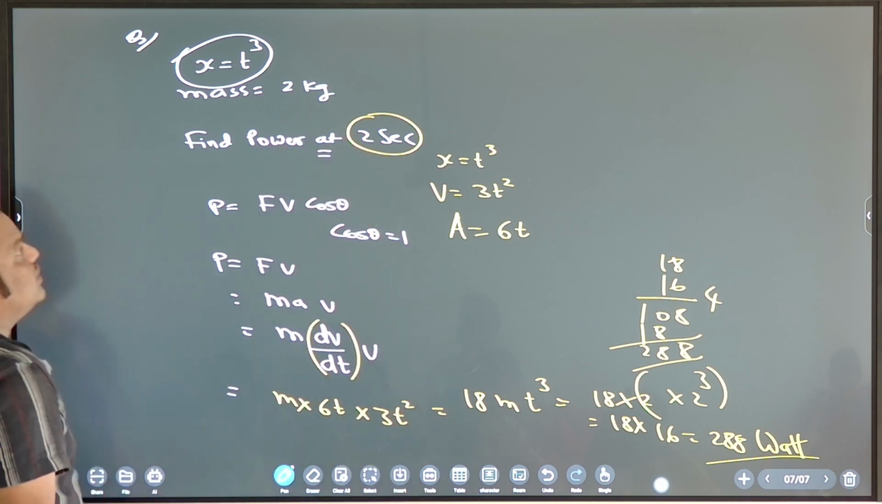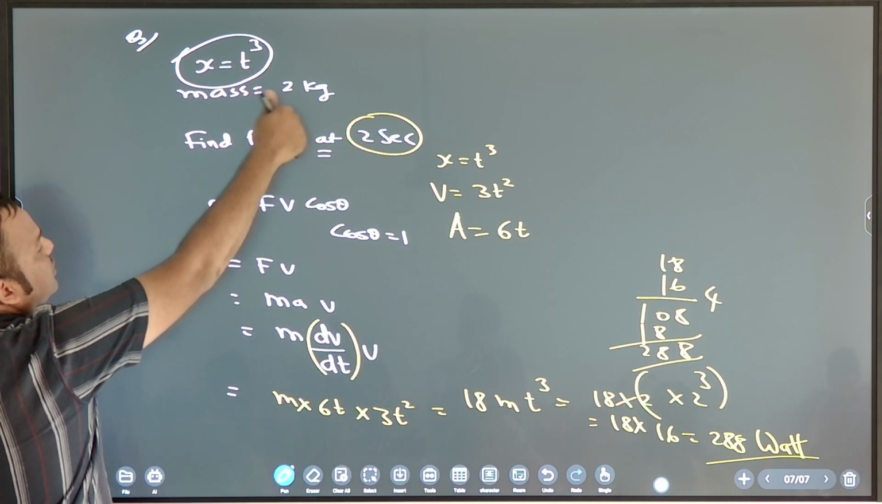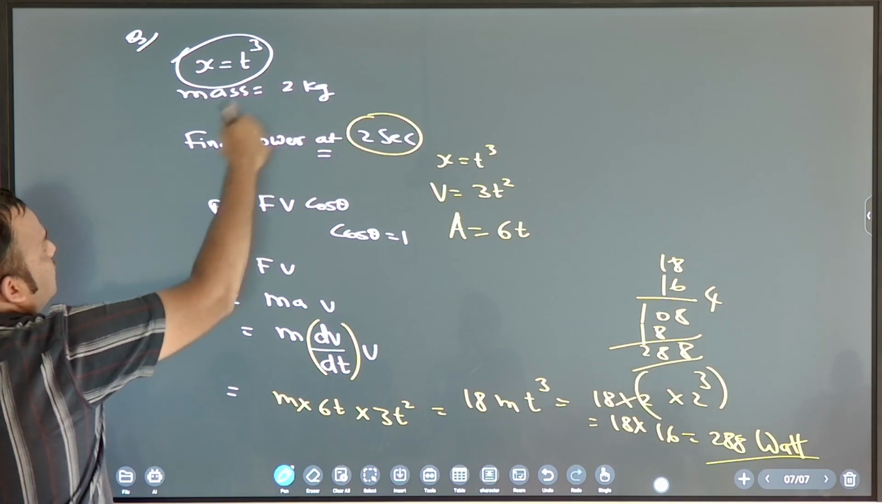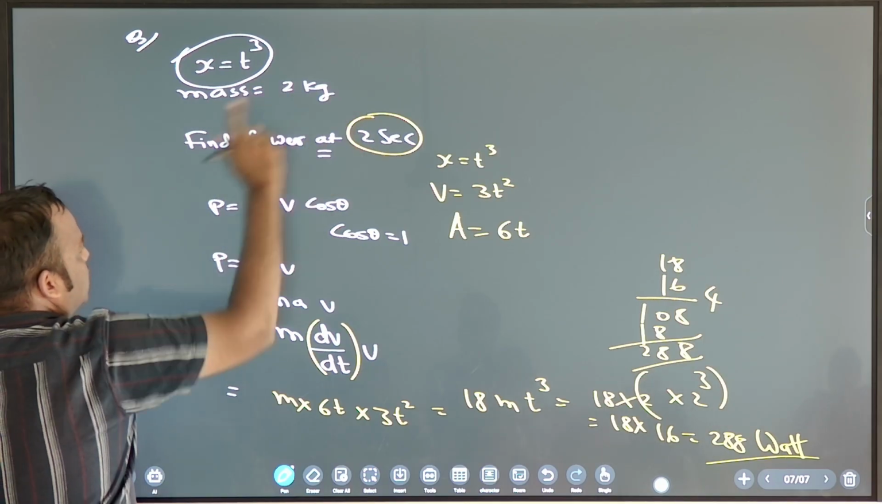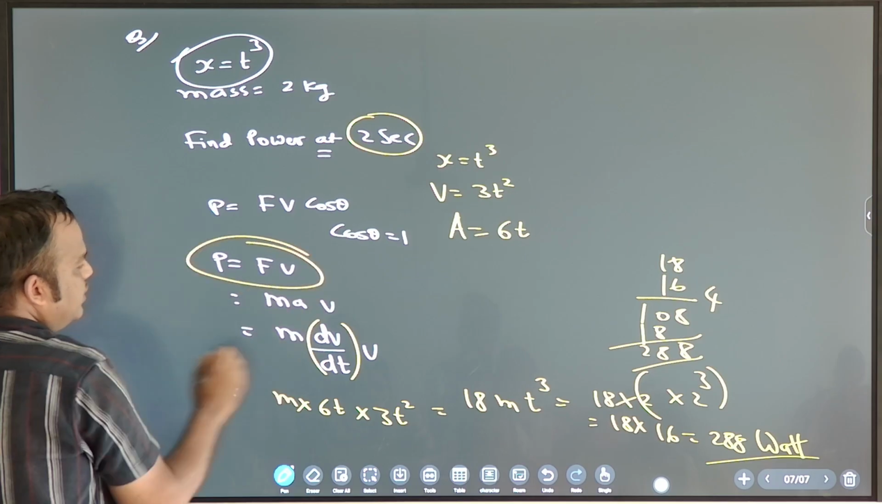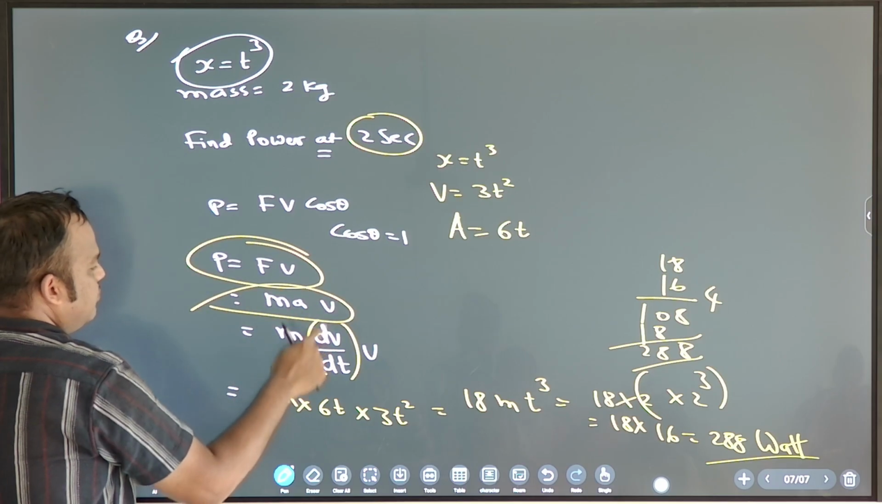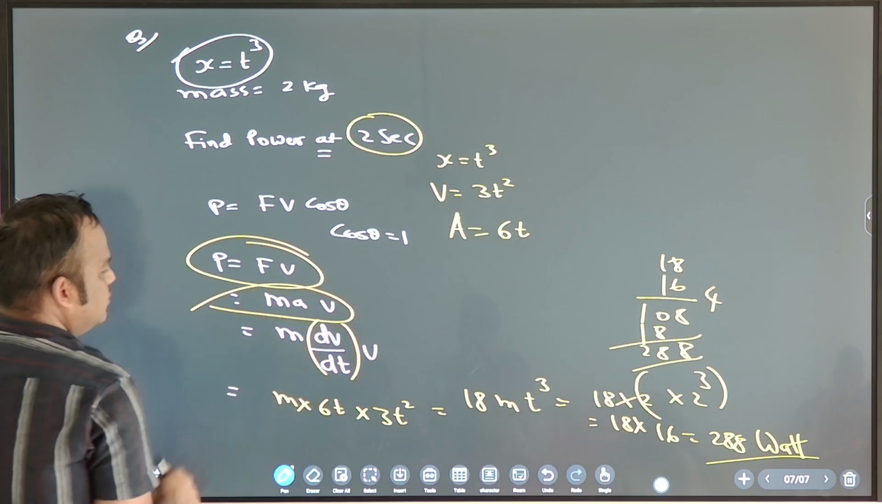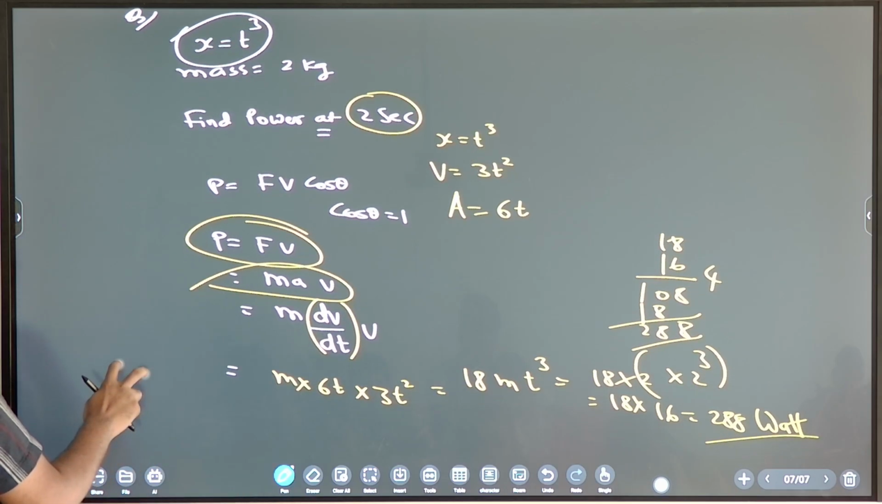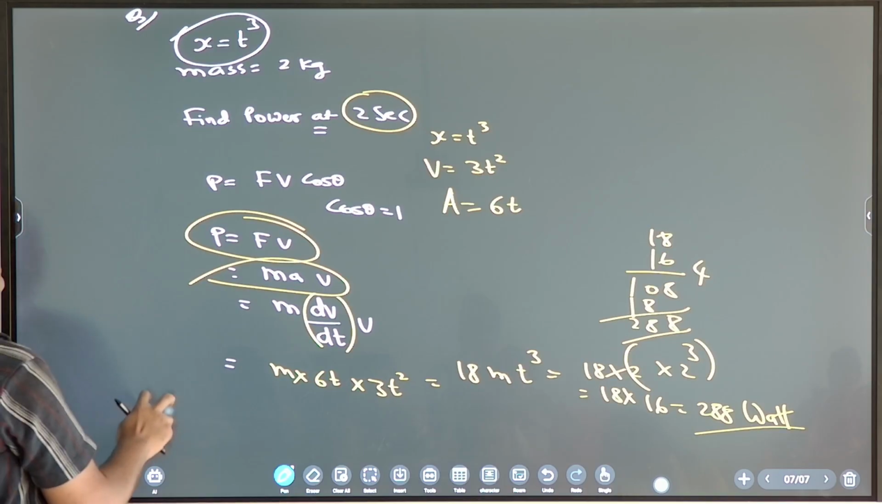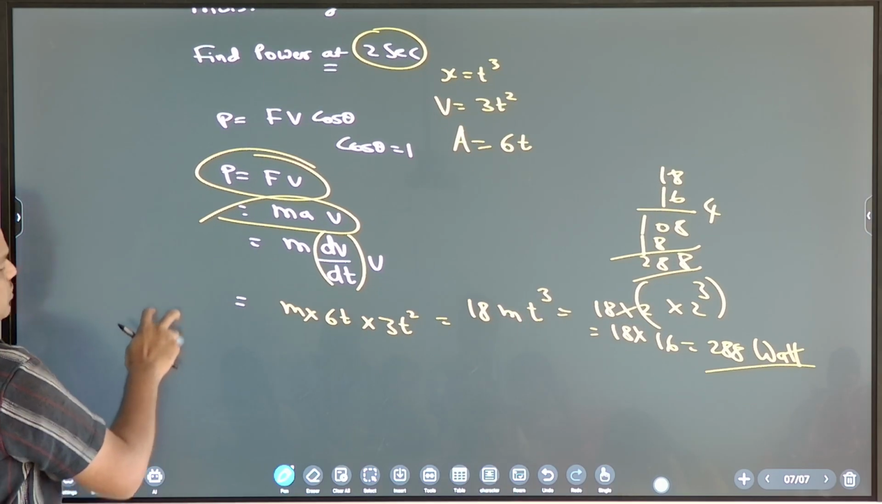Use differentiation. x is given as t cube, mass is given, so find the power at 2 seconds. Use P = Fv, which is m dV by dt into V. Okay, clear? I can give root t also.